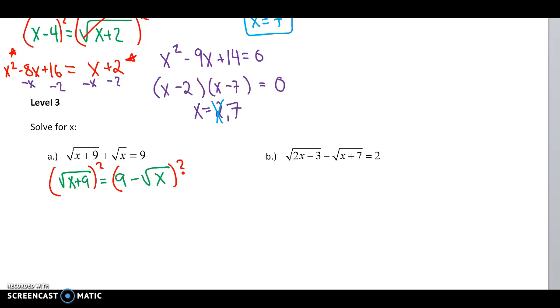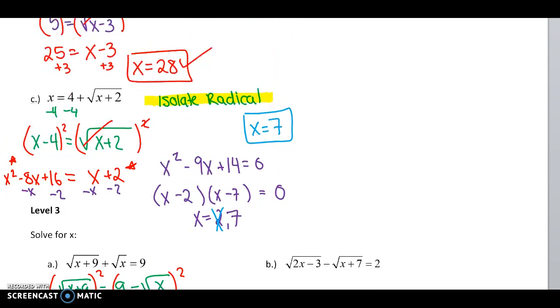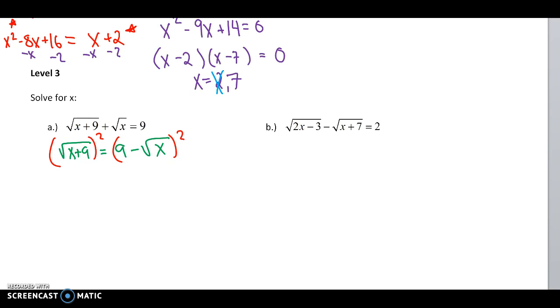You're going to have to FOIL something that's not super nice, but it's going to be nicer than having two radicals. Okay, so in these problems in level 2, you could isolate the radical. In these ones, since there are two, you can't really isolate it, so you just have to get one radical per side. I want you guys to practice your simplifying skills, so all I want you to do is square this, and I'll come back with the answer.